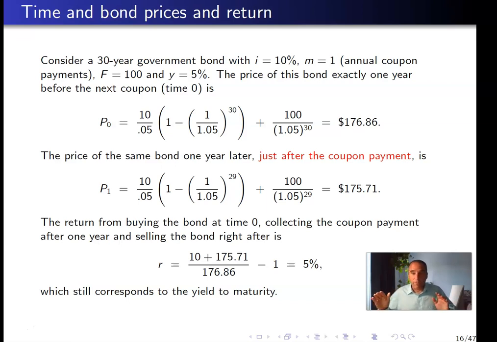So whatever the bondholder does with the bond, okay, selling it before a coupon or selling it after a coupon, if the yield to maturity remains constant over a year, the bondholder realizes a return equal to the yield to maturity.